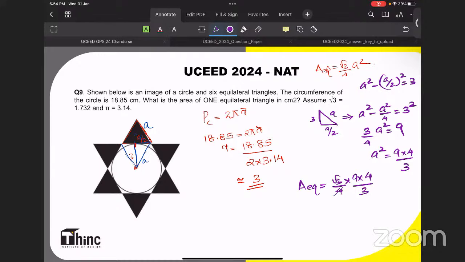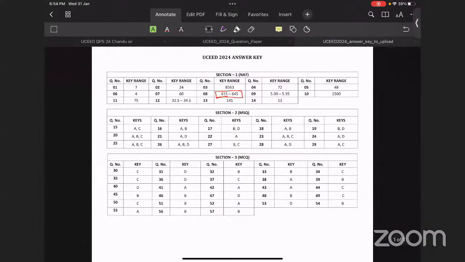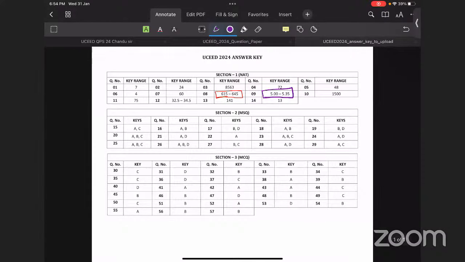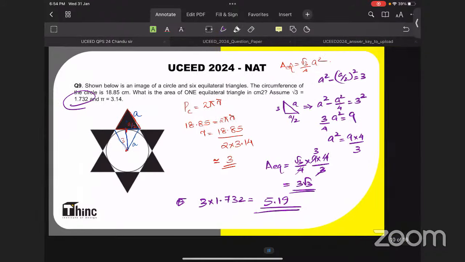Now the things are clear. 4 and 4 cancel, and 3 and 9 cancel. So the answer is 3 root 3. If you find the value of 3 root 3, your answer is ready. 3 into 1.732, it is something like 5.19. The answer is also in a range of 5 to 5.35. They know exactly where the answer is, that is why this very small range. Anyway, with 5.19 we will definitely reach the answer. So 5.19. Let's move to the next point.